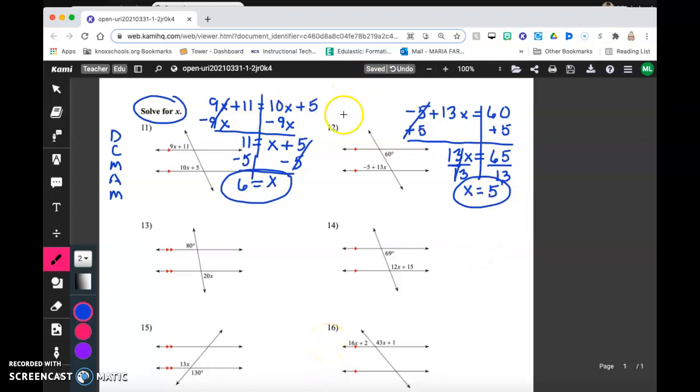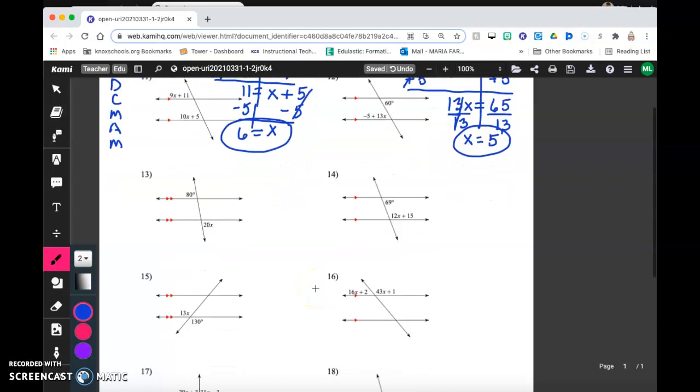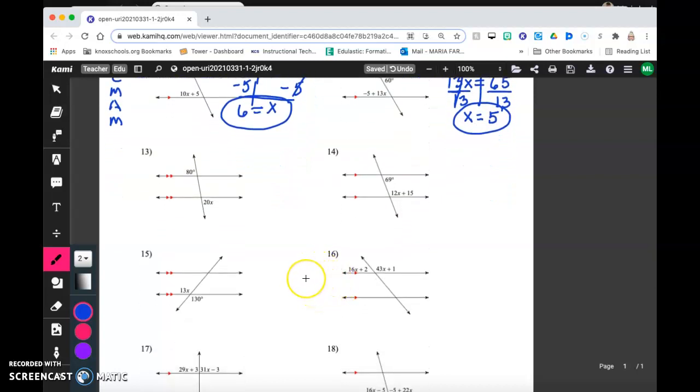So those are how you set up congruent angles as equations. We're going to look at two more where if they're supplementary, how do you set those up? I'm going to change colors for my supplementary here. Looking at number 14. Again, first we have to check what is the angle relationship.